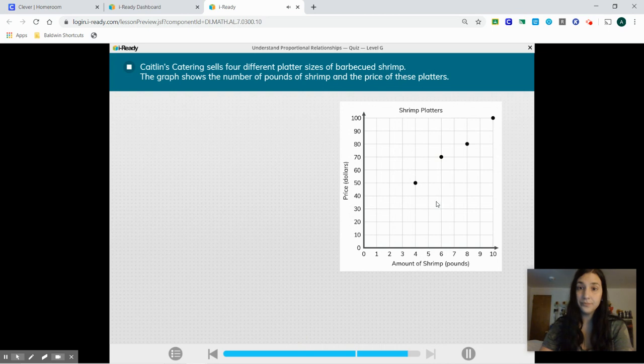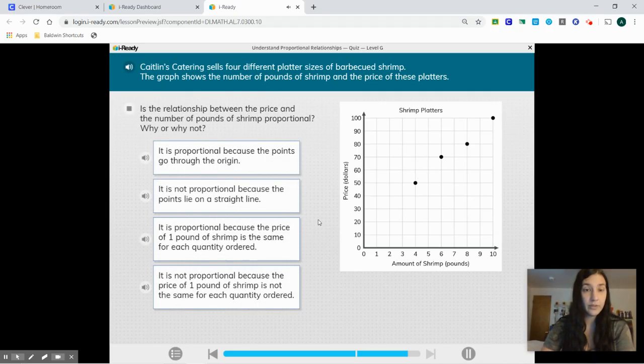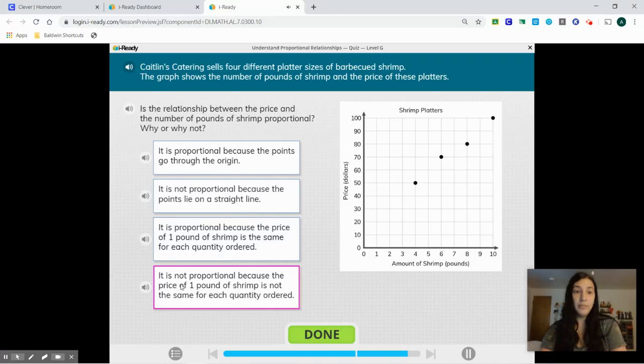Caitlin's Catering sells 4 different platter sizes of barbecued shrimp. The graph shows the number of pounds of shrimp and the price of these platters. It goes through the origin, but it is not a straight line. So not a proportional relationship. Is the relationship between the price and the number of pounds of shrimp proportional? Why or why not? So we know it is not proportional because the price of 1 pound of shrimp is not the same.